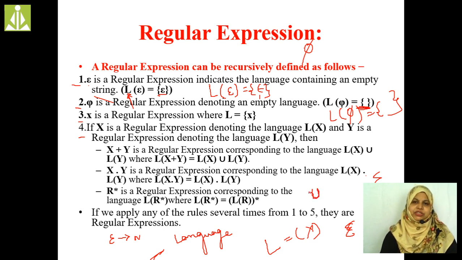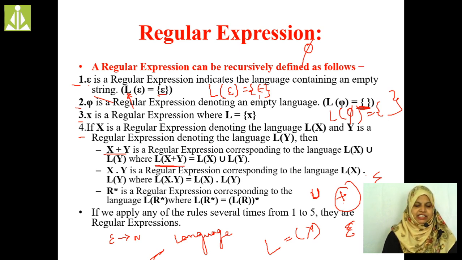If we are going to represent this union in terms of regular expression, then we have to use this plus symbol, right? See here, x is a regular expression, y is a regular expression, x plus y indicates the union of two regular expressions. If x is a regular expression denoting the language L of x, and y is a regular expression denoting the language L of y, then L of x plus y equals L of x union L of y, right?